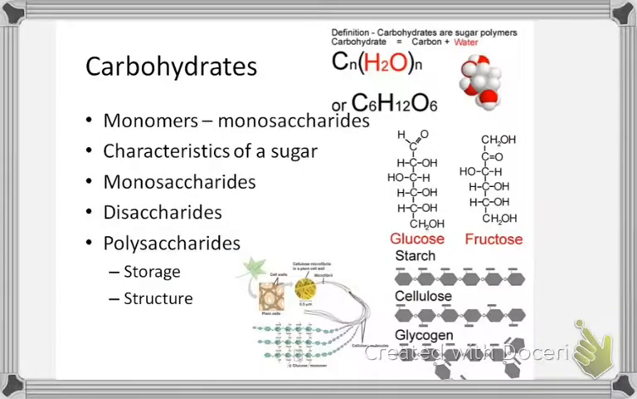Alright, so up first is carbohydrates. Carbohydrates are organic molecules made up of sugar and sugar polymers. The monomer is a monosaccharide, this just means it's made up of one sugar. These are simple sugars, things like glucose and fructose over here. Simple, right?